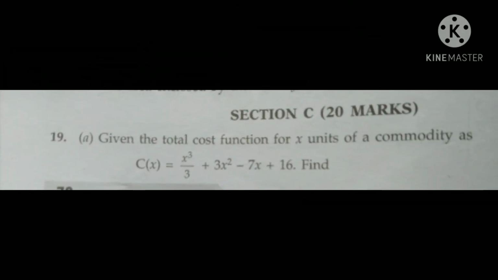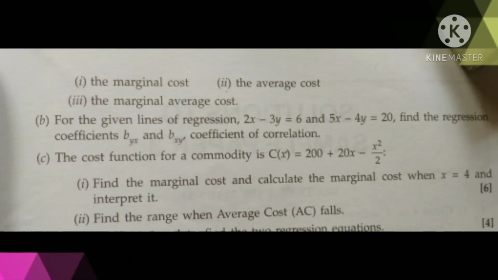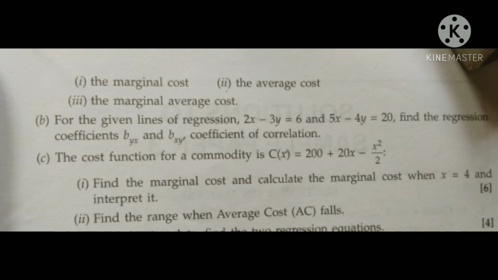Okay. Now in the next problem, it is given C of x is equal to x cube by 3 plus 3x square minus 7x plus 16, the total cost function of a commodity. Then we find marginal cost, average cost and marginal average cost. Okay, we know how to find marginal cost.